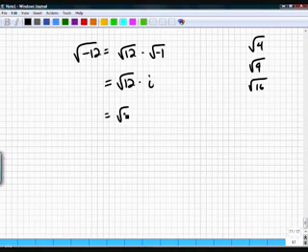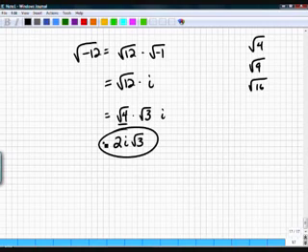Split it first, and then instead of trying to do it in your head, square root of 4 times the square root of 3 is the square root of 12. So this is 2. Move the i over here and write it next to it. 2 times i times the square root of 3 is the square root of negative 12.